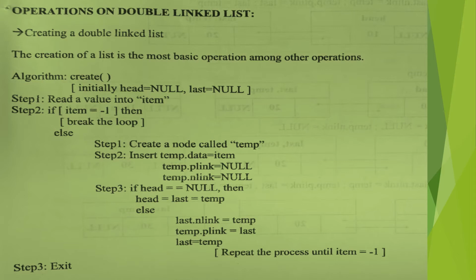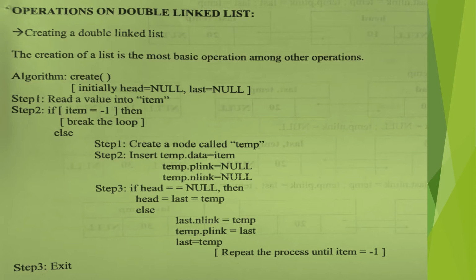First head equal to null and last equal to null, because there are no elements in the double linked list. Read the value which we want to insert into the double linked list as item, and set item equal to -1. If item equal to -1, then exit from the loop.